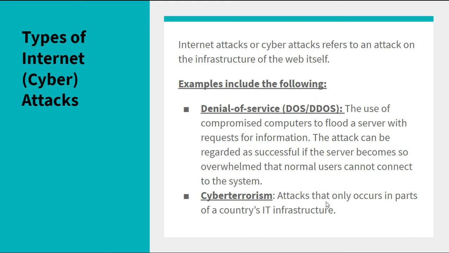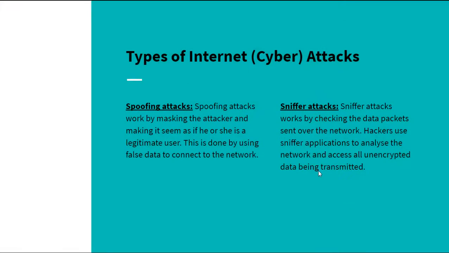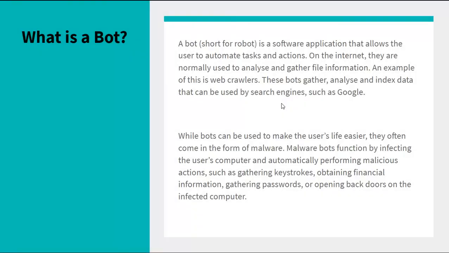Cyber terrorism attacks that only occur in parts of a country's IT infrastructure. Spoofing attacks work by masking the attacker and making it seem as if he or she is a legitimate user. This is done by using false data to connect to the network. Sniffer attacks work by checking the data packets sent over the network. Hackers use the sniffer applications to analyze the network and access all unencrypted data being transmitted.